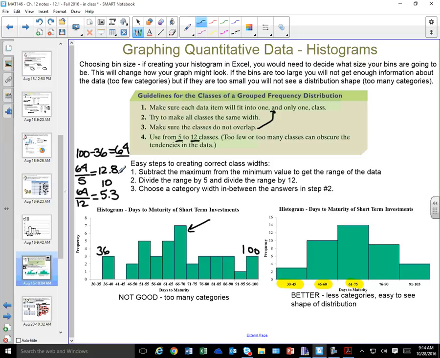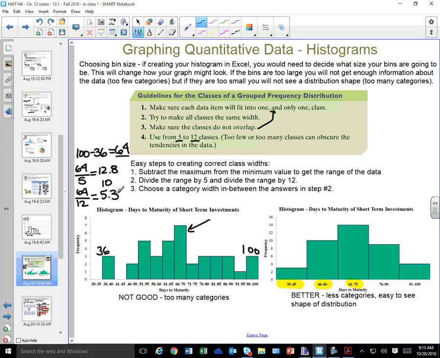So if I made each of my classes 12.8, I would start at 36, add 12.8, and that would be my next cutoff. Then add 12.8 again, that would be my next cutoff, and then I would only have 5 classes. If I divide by 12, I get 5.3. So if I take 36 and add 5.3, then add 5.3, and keep doing that, those are going to give me 12 classes. So then once I have that, I typically am going to pick something in the middle, so a width between 5.3 and 12.8.